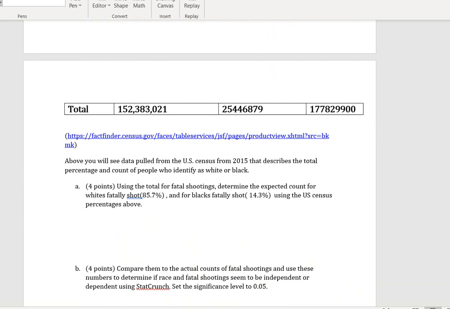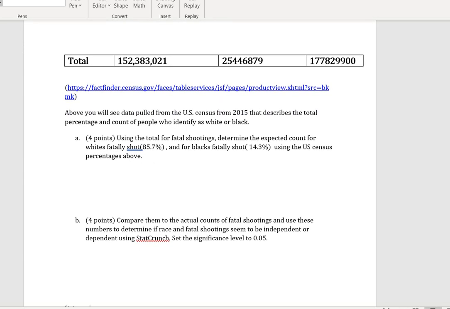So, using the totals for the shootings, determine the expected counts for whites fatally shot and for blacks fatally shot, which we did. Okay. Now we want to compare them to the actual counts of fatal shootings and use these numbers to determine if race and fatal shootings seem to be independent or dependent using StatCrunch. So, we're also going to use a significance level of 0.05. So here's how we're going to do that.